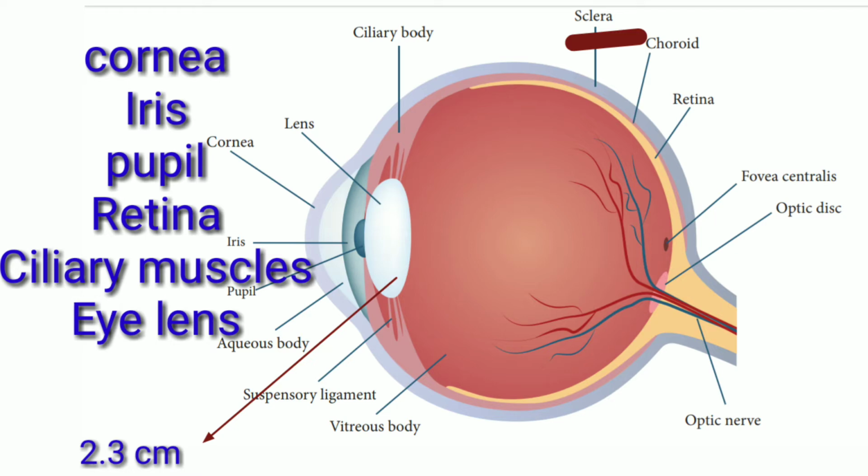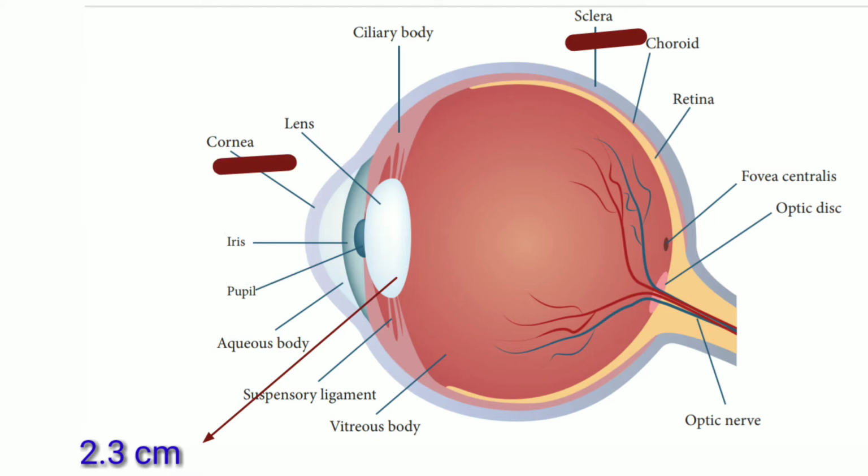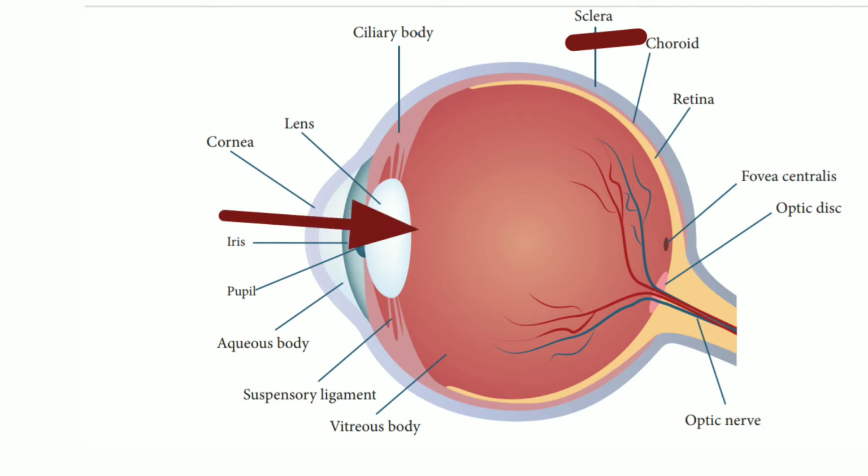Now see the topic cornea. The cornea is the thin and transparent layer on the front surface of the eyeball. It is the main refracting surface. When the light enters through the cornea, it refracts or bends the light onto the lens.